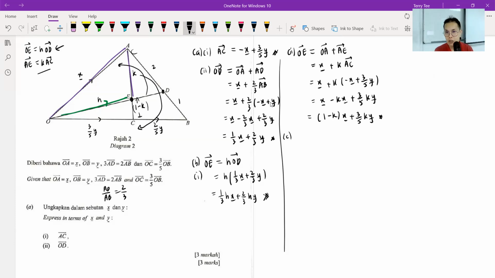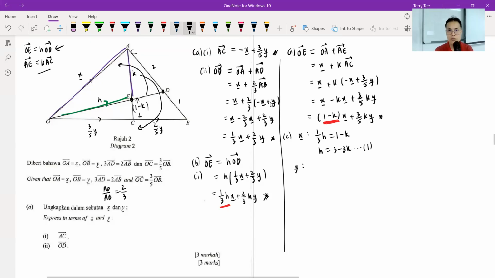Compare with the second version of OE, the coefficient of X is 1 minus k. So let's compare X. We say that 1 over 3h is 1 minus k, so h is 3 minus 3k. That's the first equation. Then you compare vector Y. The number in front is 2 over 3h, and the number in front is 3 over 5k.